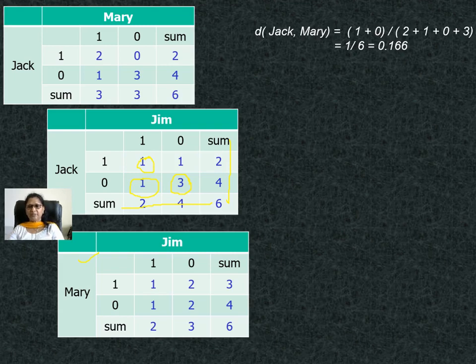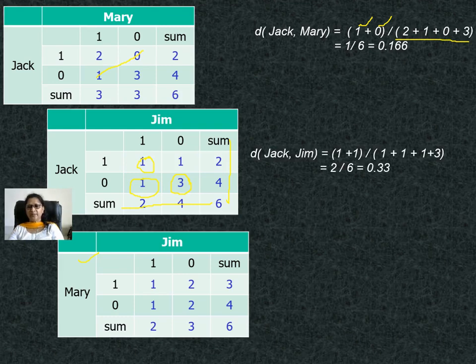So dissimilarity between Jack and Mary comes out to be, dissimilarity formula was, we are considering either of them 1 and the other 0. That is R plus S. That is 1 plus 0. So this is 1 and this is 0 from these 2 values, divided by sum of all of them. So it comes out to be 1 by 6, that is 0.16.